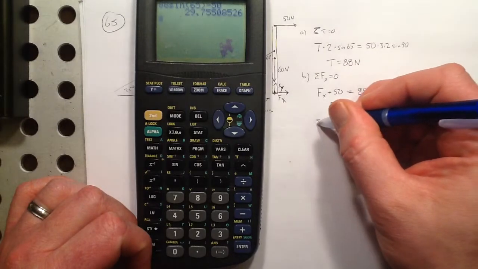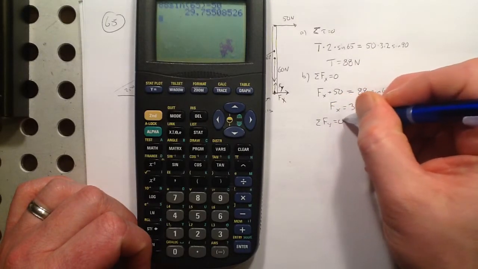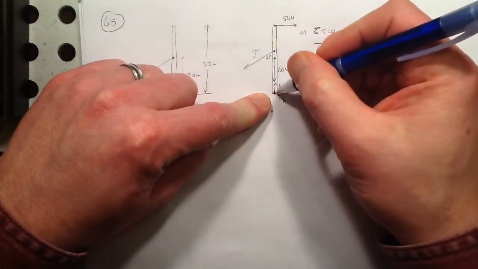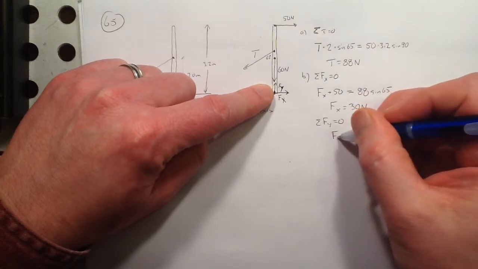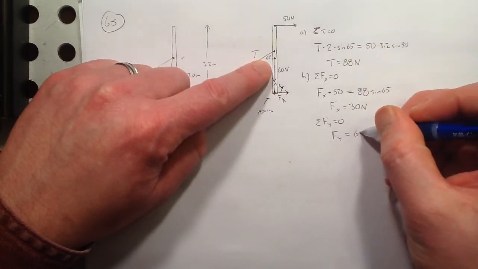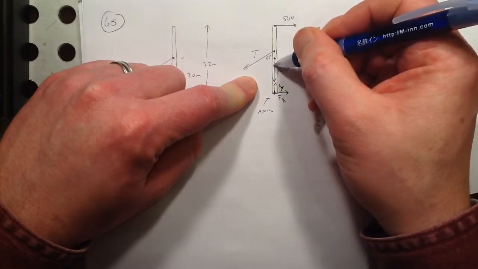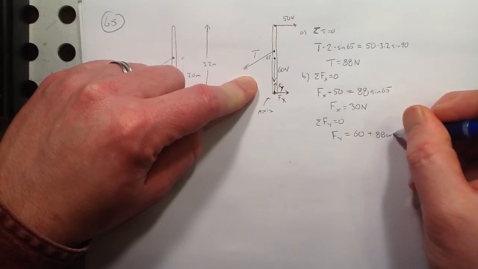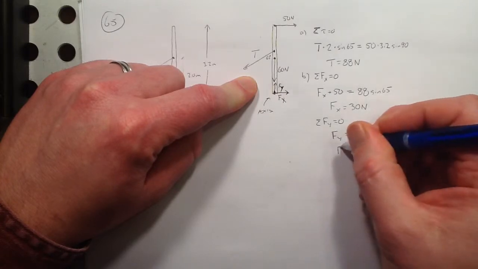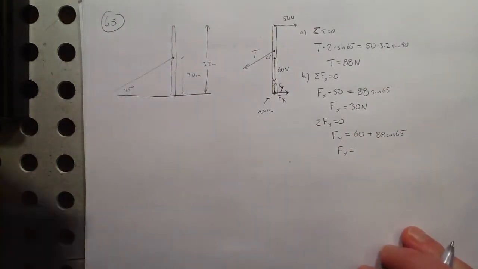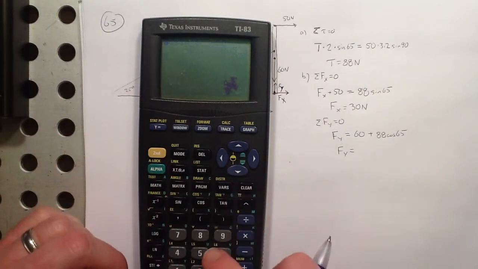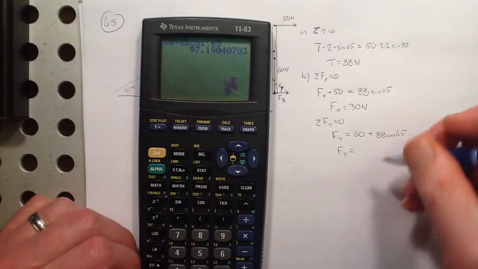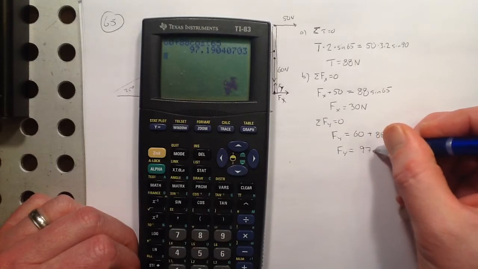And the sum of all forces in the vertical direction is also 0. So let's see what we have there. In the up direction, I have just Fy. And in the down direction, I have 60 newtons from the gravitational force. And I also have the cosine component of the T force, so T cosine 65. That's 60 plus 88 cosine 65. That's about 97 newtons.